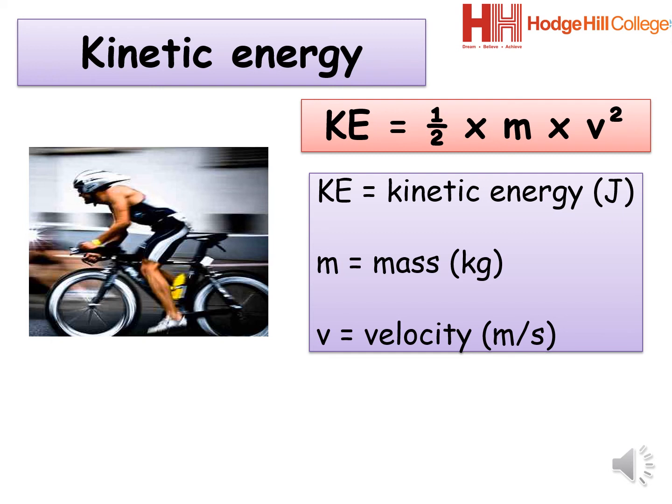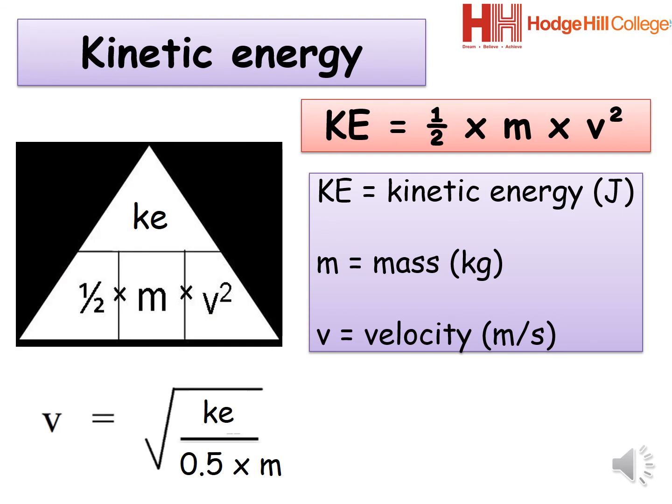Now again, we need to be able to put this into a triangle. Pause the video now and put it into a triangle, please, on your pieces of paper. Remember to use your ruler and your pencil to draw your triangle. Draw it out nice and neatly and press pause now. Okay, hopefully you got your triangle, which looks like the one on the left. So KE at the top with half times m times v squared.